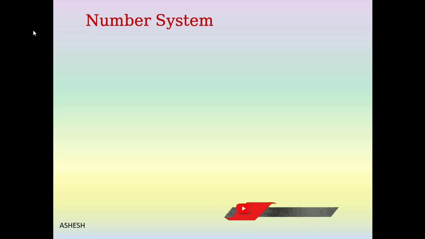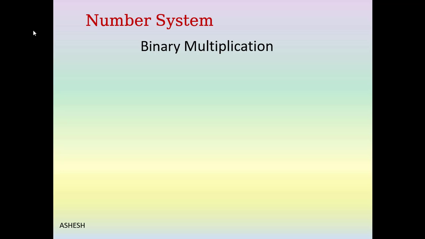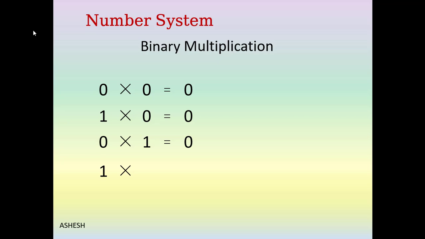Today we'll learn how to do binary multiplication. First, we look at the basic properties of binary multiplication. 0 multiplied by 0 is 0. 1 multiplied by 0 is 0. 0 multiplied by 1 is 0. 1 multiplied by 1 is 1.